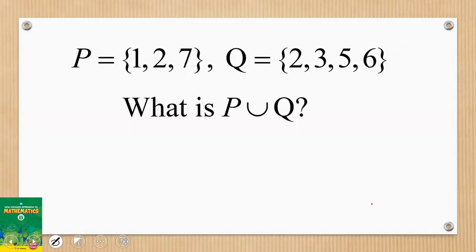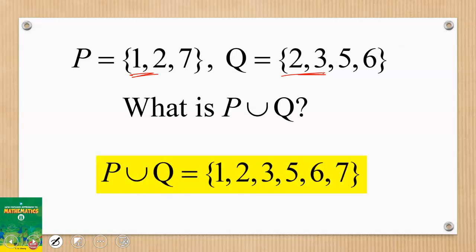If P is defined as 1, 2, and 7, and Q is defined as 2, 3, 5, 6, what is P union Q? It is all elements that are in P, or in Q, or in both P and Q. And so when we put all of them together, we have 1, 2, 3, 5, 6, and 7. That becomes the union of P and Q.